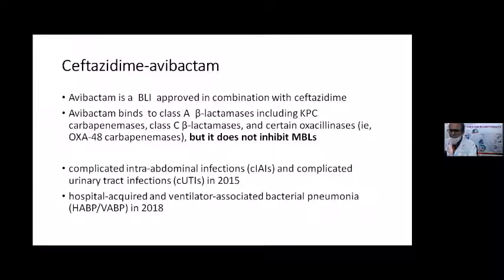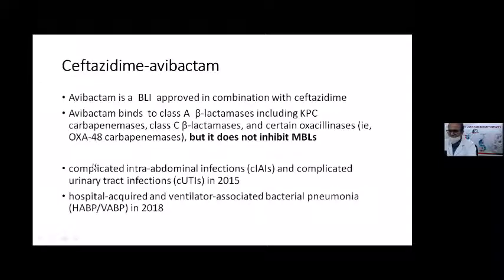Now, ceftazidime avibactam. As we have discussed, avibactam is a beta-lactamase inhibitor approved in combination with ceftazidime. Avibactam binds to the class A beta-lactamases, which include KPC carbapenemase, and even class C non-carbapenemase like AmpC beta-lactamase, and also certain oxacillinases, especially OXA48. Now, OXA48 is very important for us because OXA48 is a major carbapenemase produced by the Enterobacteriaceae family. So this is a very good antibiotic because it is effective against class A, class C, and also class D. Obviously, it has no activity against MBL. No BLI combination is active against MBL.